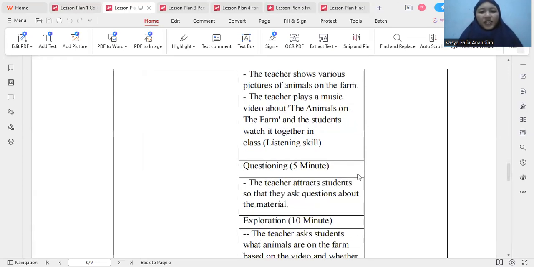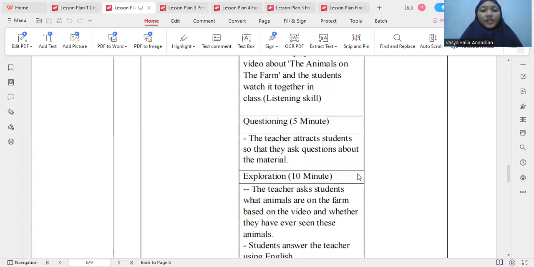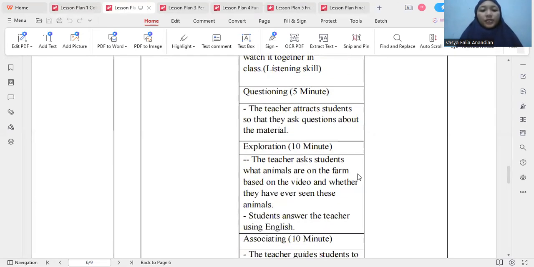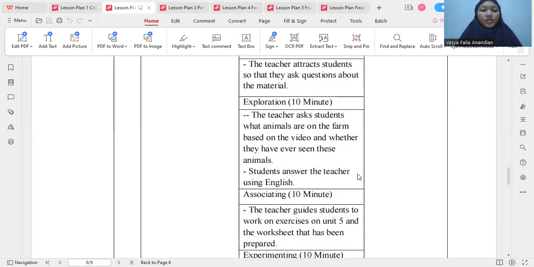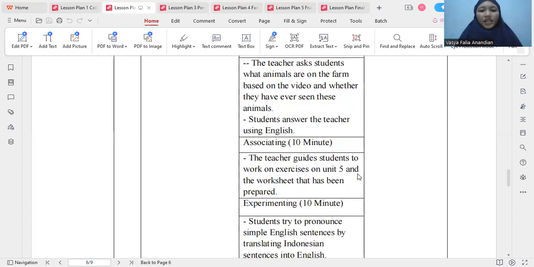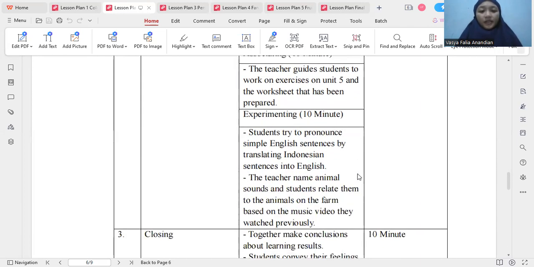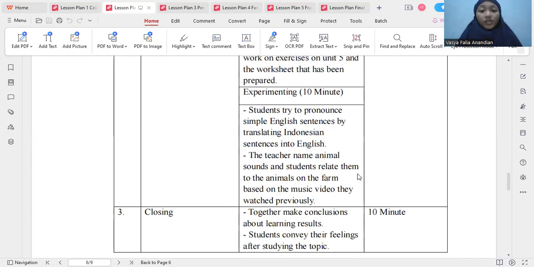Questioning. Teacher attracts students so they can ask questions about the materials. Exploration. Teacher asks students about the animals on the farm based on the video and whether they have seen these animals. Students answer the teacher using simple English. Associating. Teacher guides students to work on the exercise on Unit 5 and the worksheets that have been prepared. Experimenting. Students try to pronounce simple English sentences by translating Indonesian sentences into English.